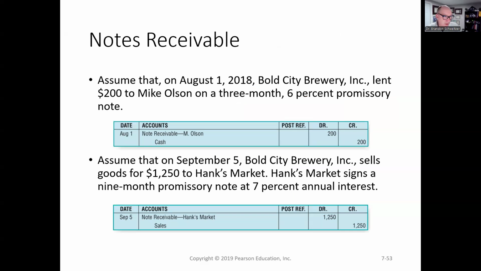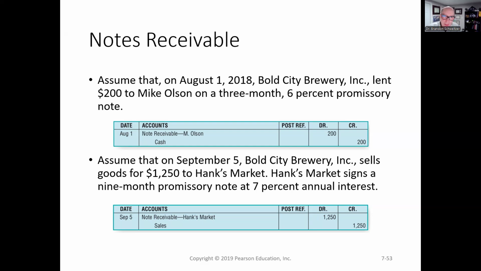So here we have a couple of examples. Our company lent $200 to an individual, 3 month, 6% note. I don't know who would ever do this, but I guess it happens. So we debit note receivable, credit cash for the issuance of that loan, at the interest 6%. I'm sorry. So that's one example.